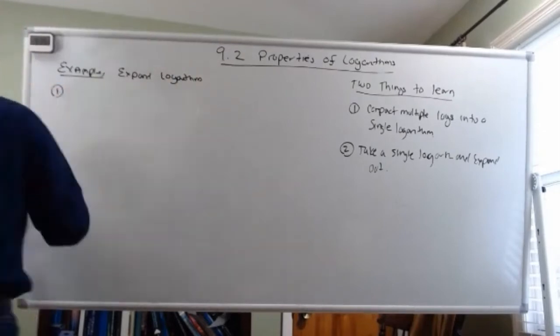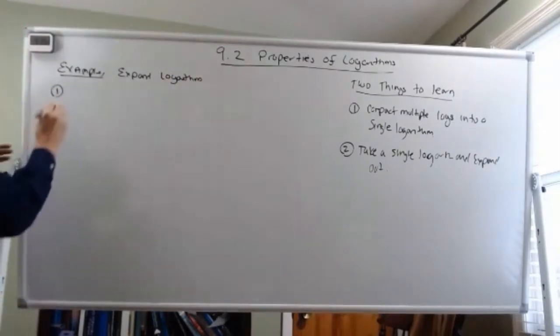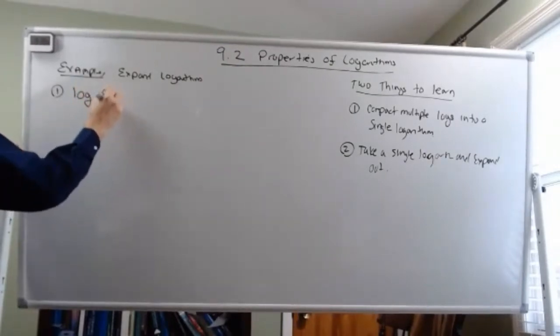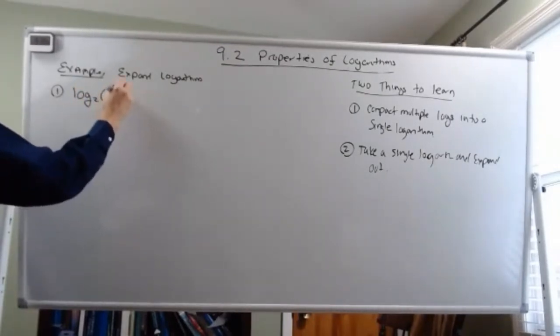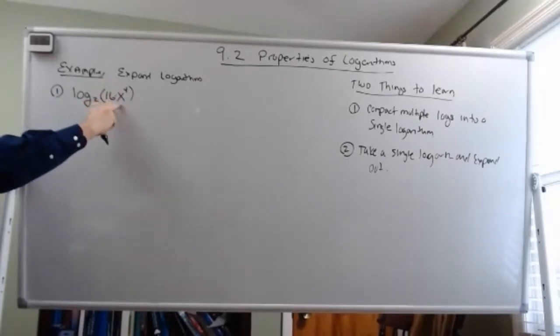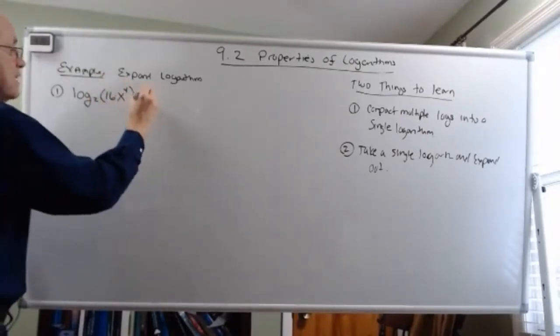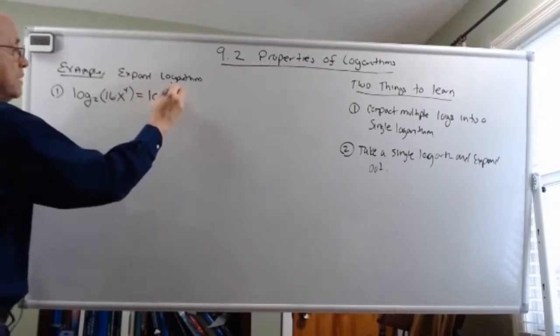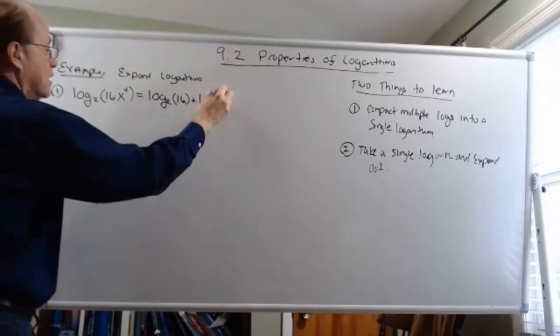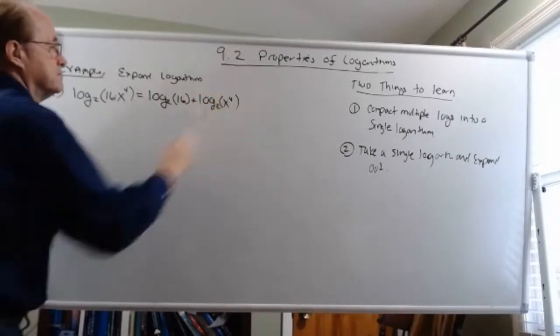So we might have something that looks like this, say the log in the base 2 of 16 times x to the 4th power. And how might I write that? Well, here I have a product over here. So I could write this product as a sum of the logs. So it could be log in the base 2 of 16 plus log in the base 2 of x to the 4th.